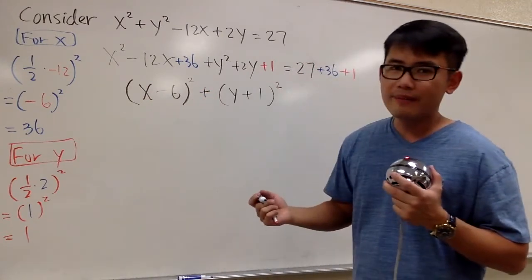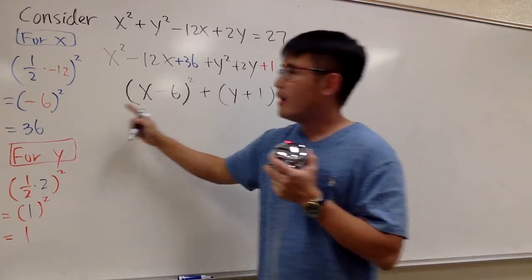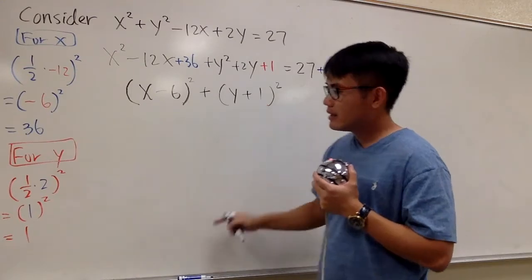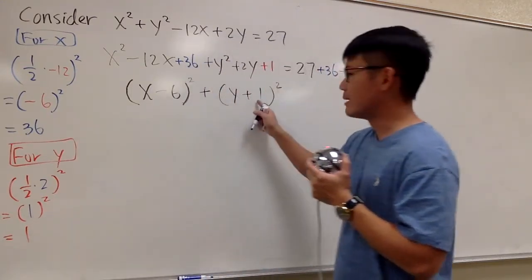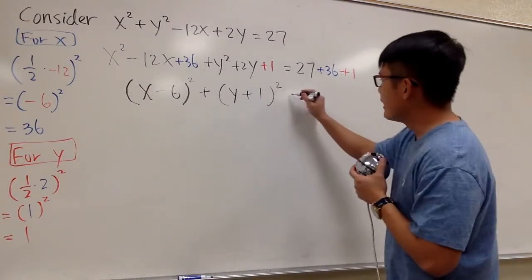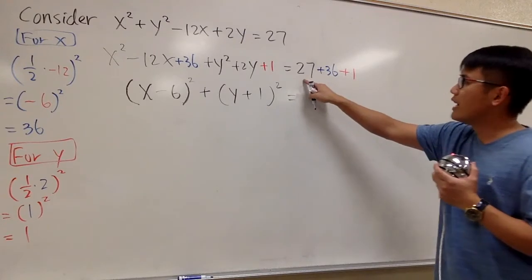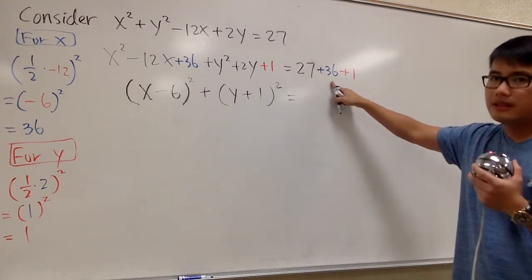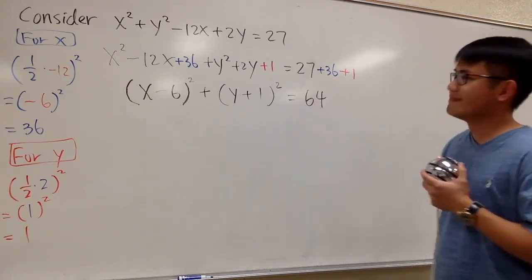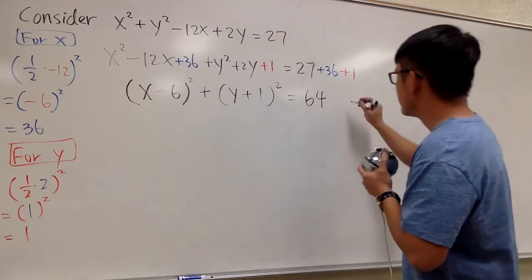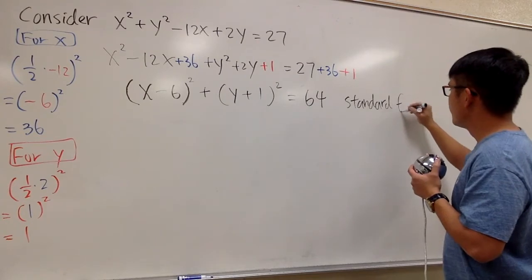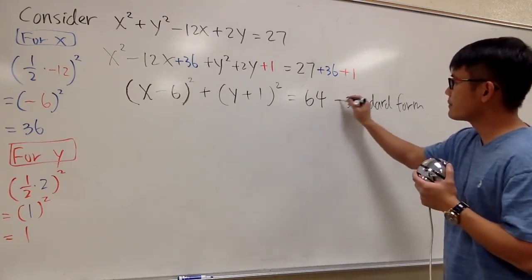And a little hint right here is that this minus 6 is the number before we square it. So we have the minus 6 right here. And this positive 1 is this positive 1 in blue, the number before we square it. Or you can just factor it, up to you however you want to do it. And then at the end here, 27 plus 36 is 63. And then plus 1 is 64. So now, this right here is the standard form of the circle. So let me just label it. This is the standard form, which we got already, right?